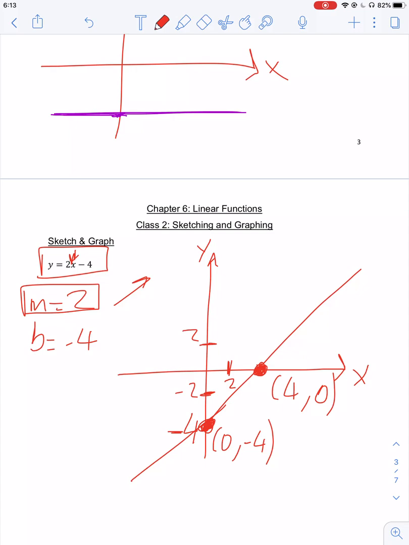Okay, so how do you find a good x value, right? That's the question. How did I know that 2 would be a good x value? One of the best ways of doing it is, so this is your equation, right?